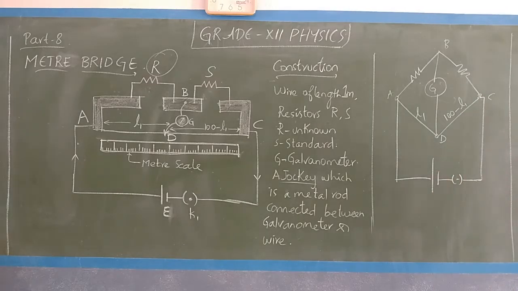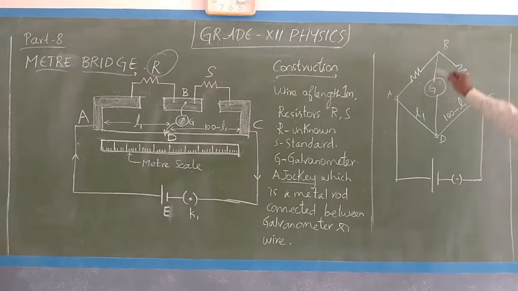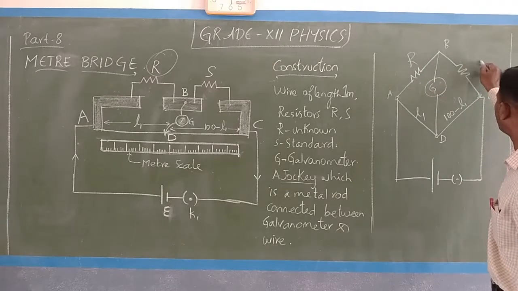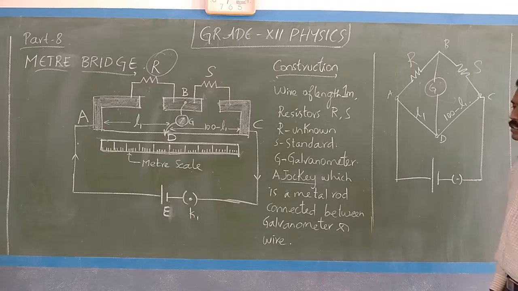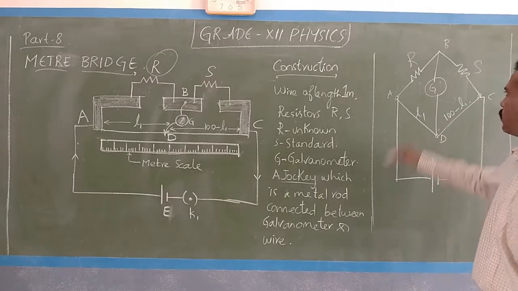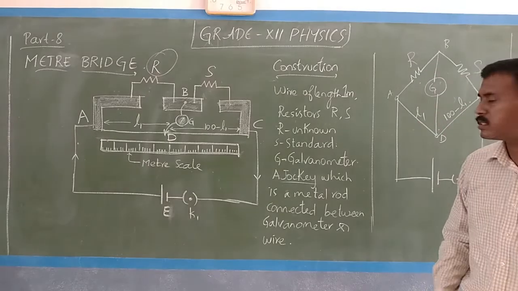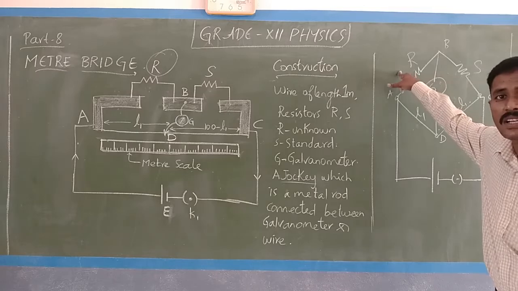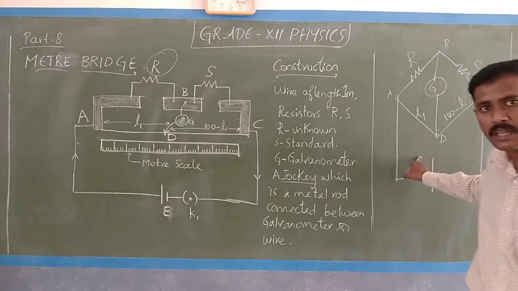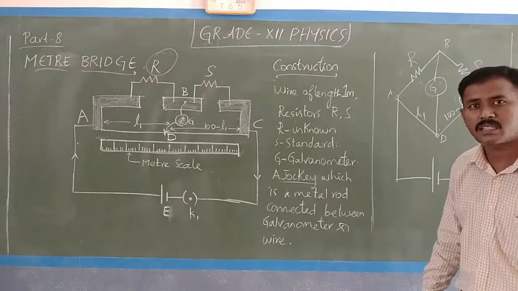Now, are you clear? There is another thing to be introduced here. This is a resistor R, this is a resistor S. I have specified this is a length L1, and this is also a length parameter. But these two physical quantities are not the same. This is a length and this is a resistor. That means this is a wire, a wire of length L1. So how can a wire be introduced in an electrical circuit?